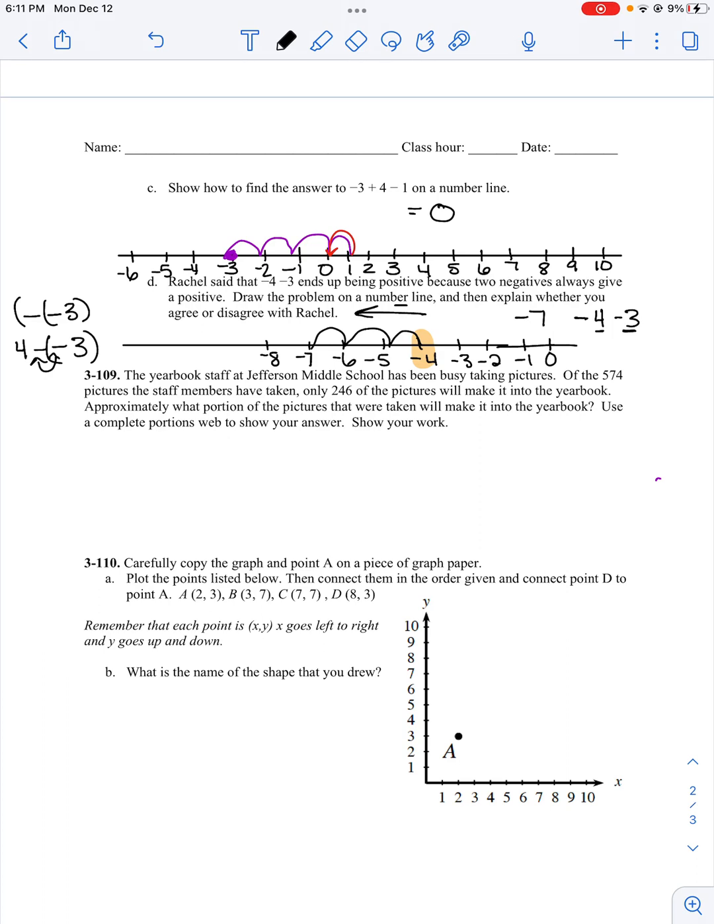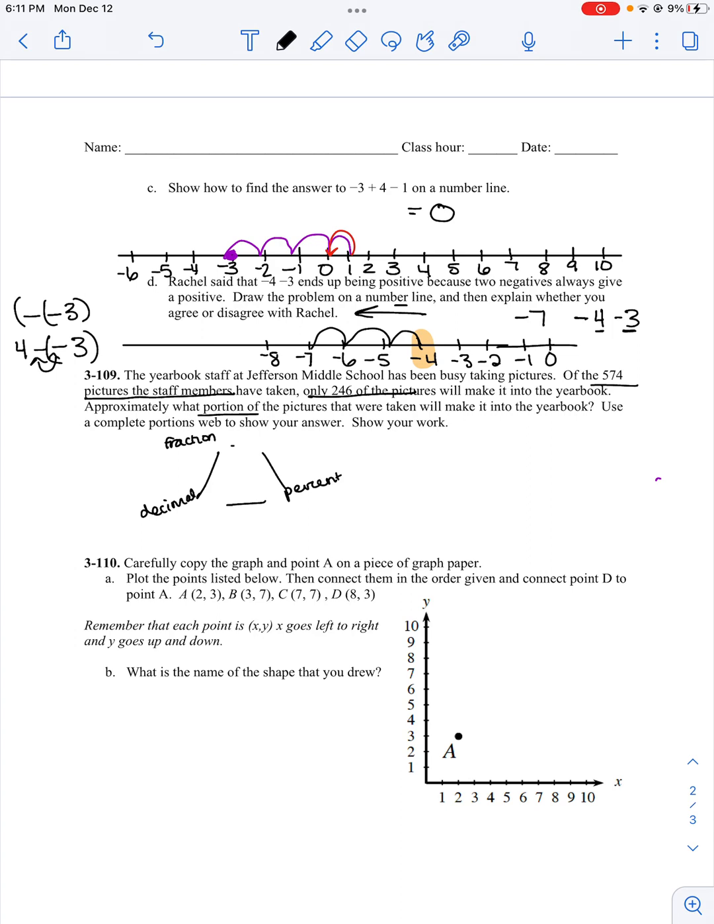Problem 109. The yearbook staff at Jefferson Middle School has been busy taking pictures. Of the 574 pictures the staff members have taken, only 246 of the pictures will make it into the yearbook. Approximately what portion of the pictures that were taken will make it into the yearbook? Use a complete portions web to show your answer. Portions web, fractions at top, decimal and percent.